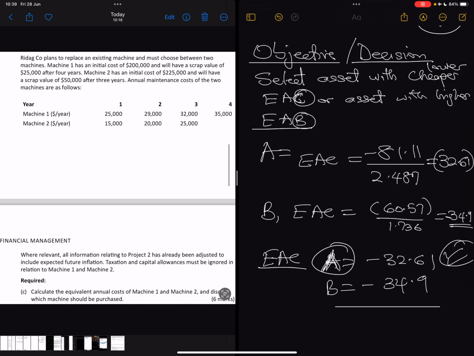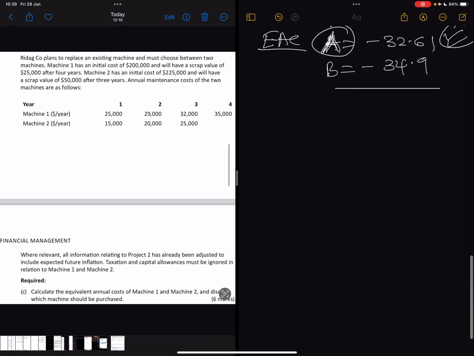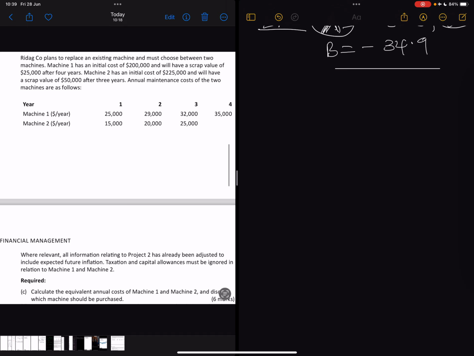Let's do another question, which is an exam question. Ridag plans to replace an existing machine and must choose between two machines. Machine 1 has an initial cost of 200,000 and will have a scrap value of 25,000 after 4 years. So that's telling us the initial cost has been given for machine 1, and likewise the scrap value of 25,000 after the 4 years.